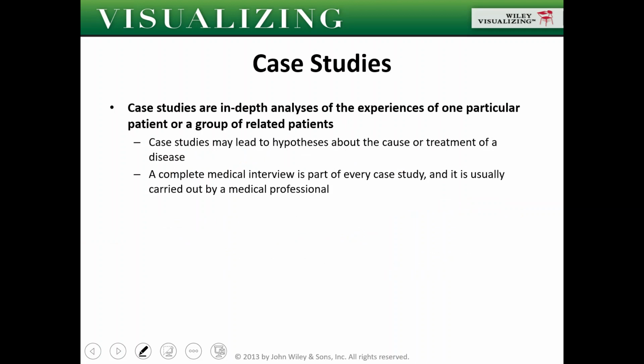So what is the case study? It's an analysis of the disease experiences for a patient or group of related patients. So for instance, you can do a case study of one coronavirus patient, or you can do a case study of a family and transmission within the family. So it's not universal, it's not uniform, but it allows scientists to formulate a hypothesis about the treatment or cause of the disease. And that is the main outcome of the case study.